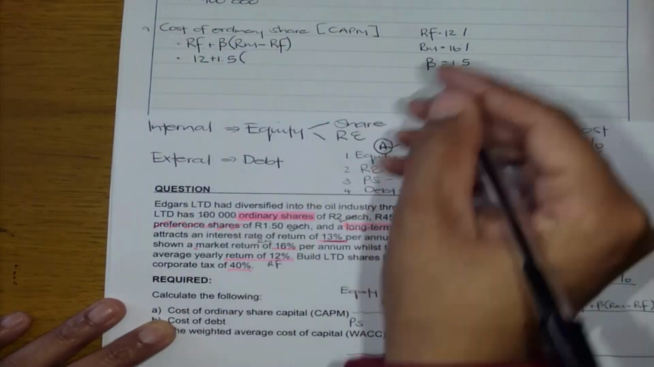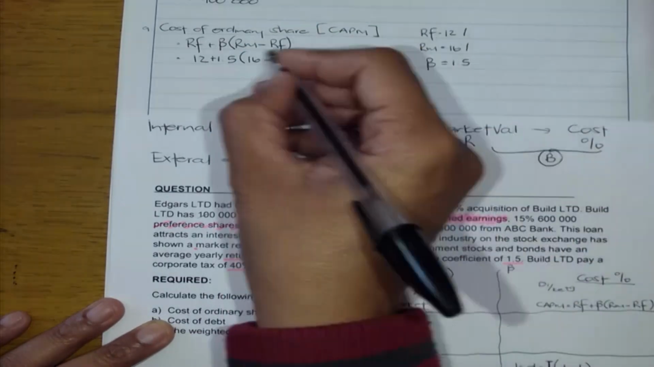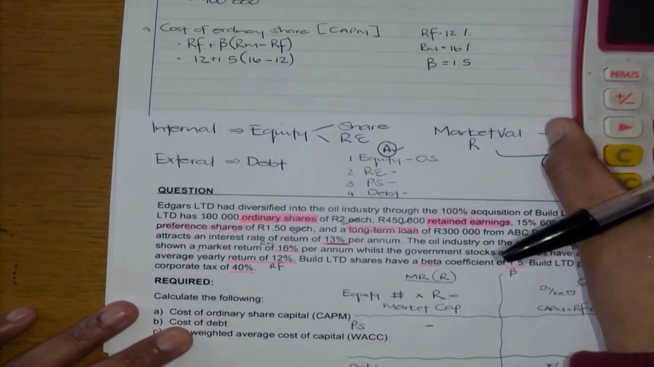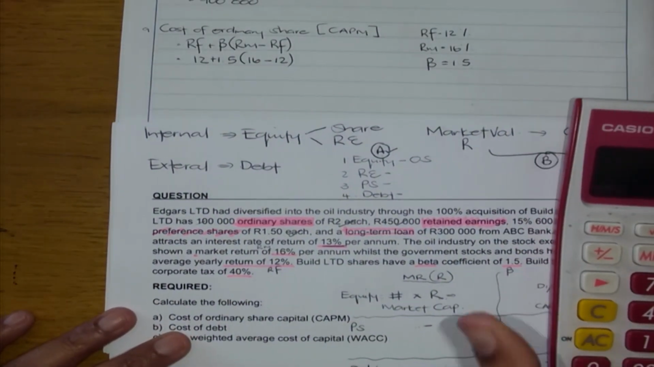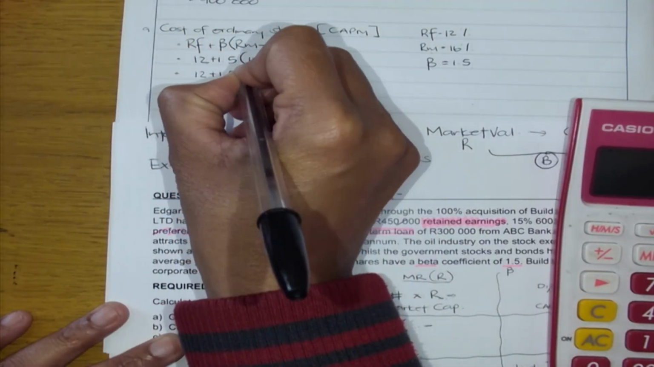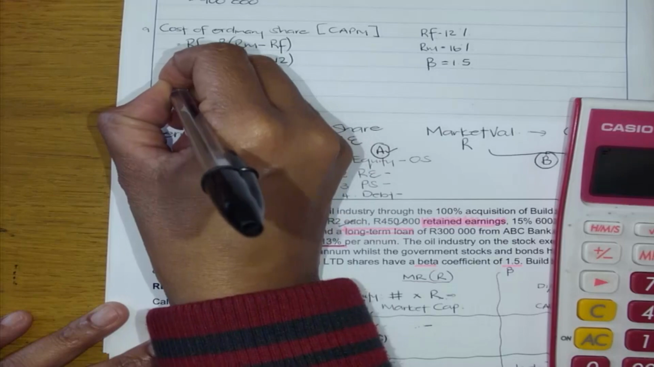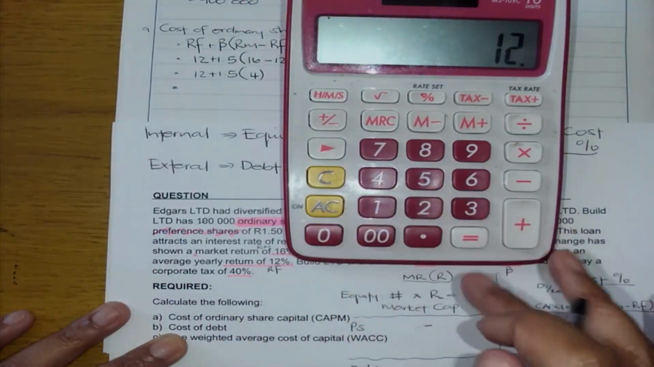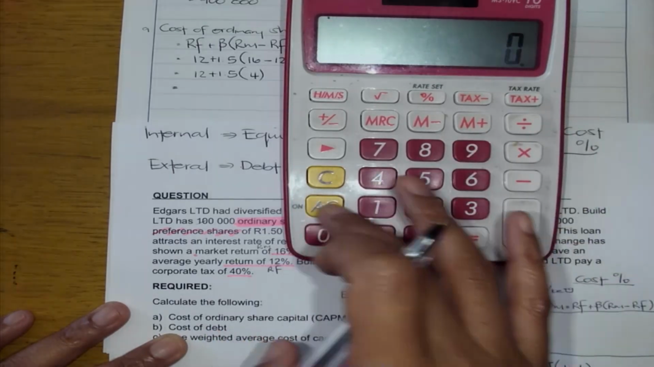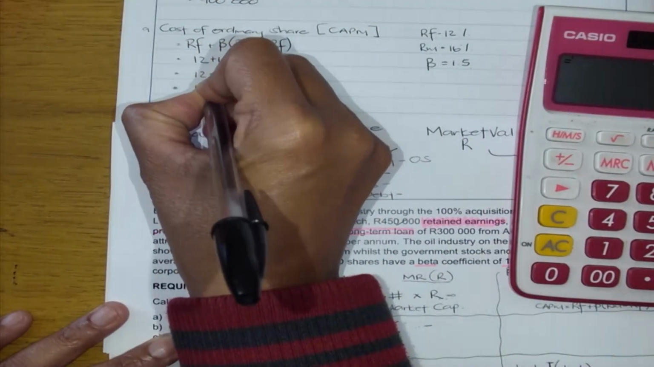I open my bracket. My market return is 16, and my risk-free is 12. Okay, so then I do my calculation. Some of you might want to do it the long way. It's fine, of which we will say 12 plus 1.5, and then we calculate what is in the bracket. So it's 4, and then we just say 12 plus 6 is equal to 18%.